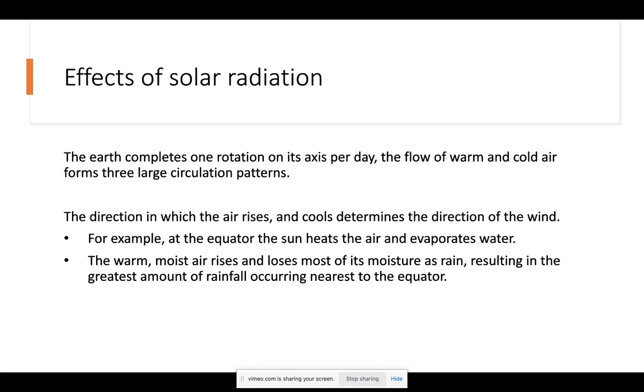The rotation will kind of dictate the flow of warm and cold air, and there's typically three large circulation patterns. I didn't really go into this, but it is an interesting read if you guys want to read that. It's in your book. The direction in which the air rises and cools will kind of determine the direction of the wind. At the equator, the sun heats the air and evaporates water, and the warm, moist air rises and loses most of its moisture as rain, resulting in the greatest amount of rainfall occurring nearest the equator.